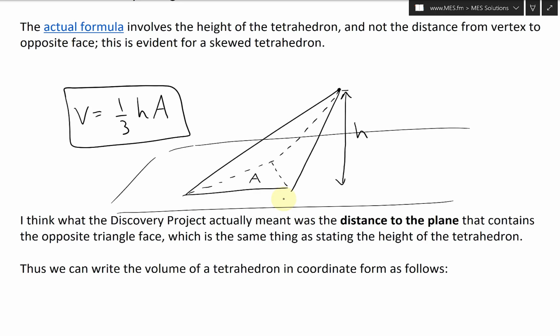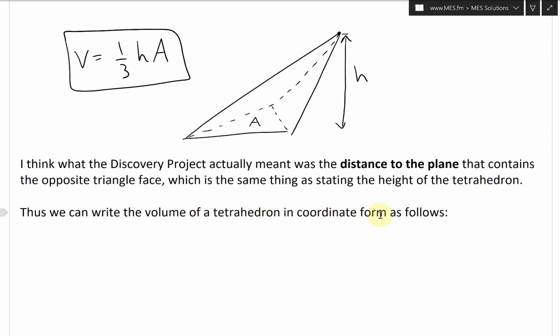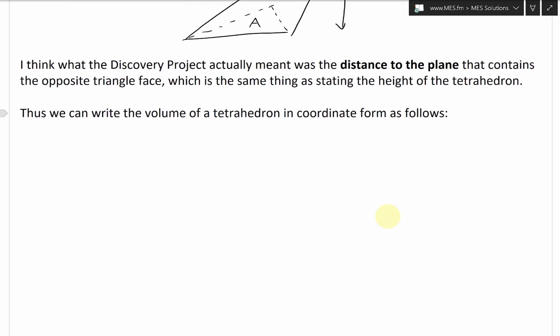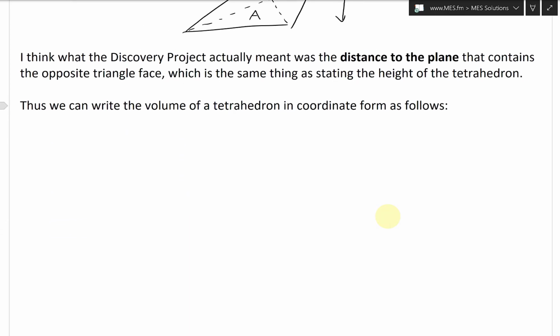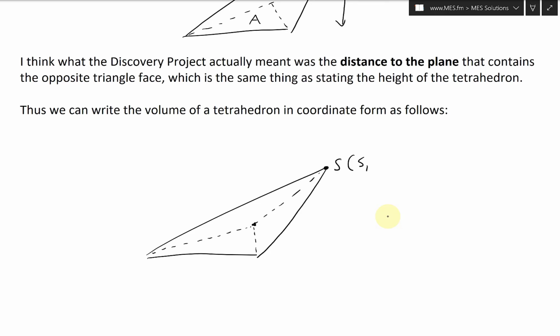Let's erase all of this. All right, so going further, thus we can write the volume of a tetrahedron in coordinate form as follows. First I'm going to draw that skewed tetrahedron again, just so it's more clear that we're dealing with a height. So let's draw this out like this. And there is our triangle. And then inside has a point, say this point like this. I'm going to call this point S, and it has coordinates S1, S2, S3.